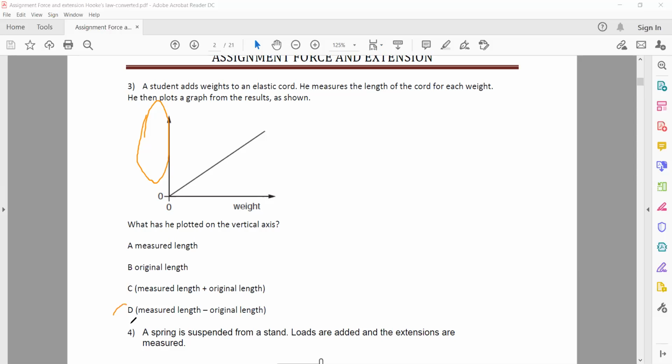D is the right answer, because how do we get extension? You have the original length. Original length means the length of a spring without any load. And the length of the spring with a load is called the measured length.